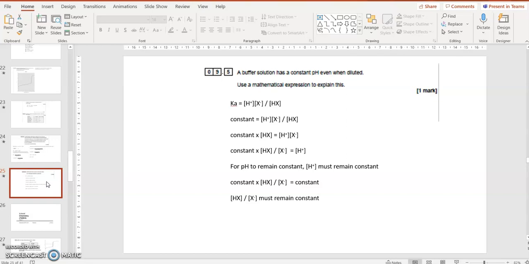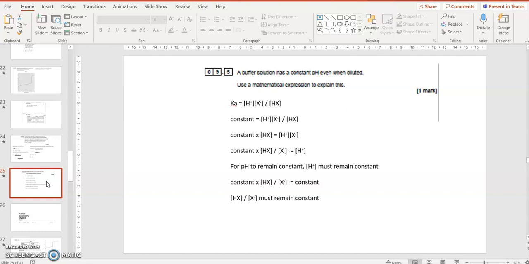So H plus concentration is staying pretty much the same, and the Ka will stay pretty much the same for a buffer solution. So my equilibrium constant stays the same. It would stay the same unless I change temperature. So Ka is staying the same because I've not changed temperature. H plus concentration is staying pretty much the same because pH is staying pretty much the same. That's what a buffer solution does.